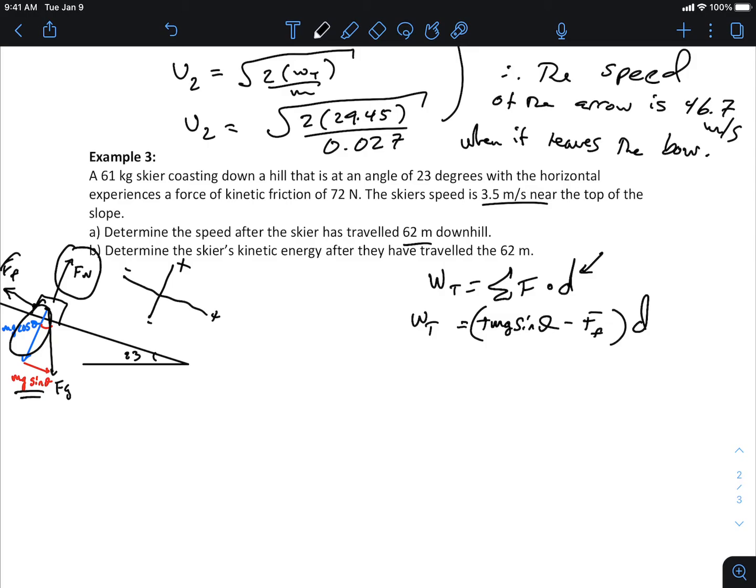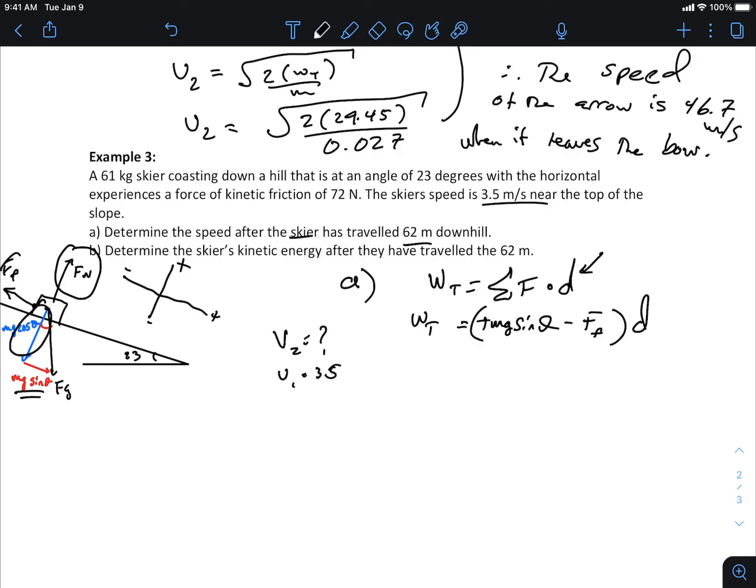Okay, at this point we can plug in all the information that we have. This is almost like part A. This is part A, not almost. It is part A. What are we after? We're after the skier's speed at the bottom of the downhill, or after 62 meters anyway, right? So we need V2. V2 is what we're after. V1 was told to us: it was 3.5 meters per second.